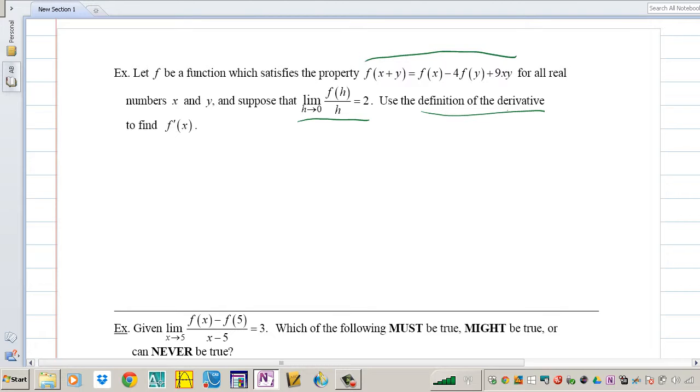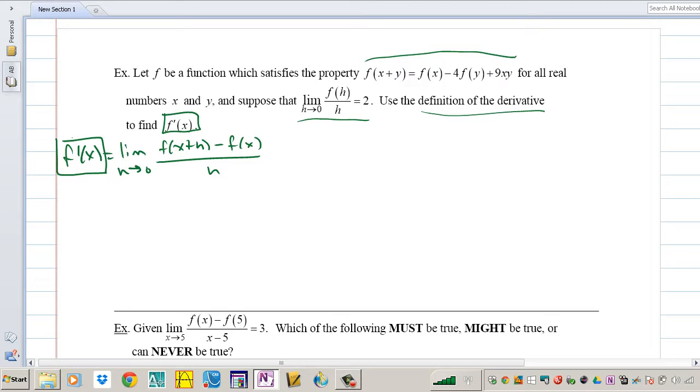So let me go ahead and recite the definition of derivative. The definition of derivative is the limit as h approaches 0 of f of x plus h minus f of x all over h. And that is what we're trying to find right here. But we have a real wacky equation in the problem. Let me go ahead and rewrite this equation down here.